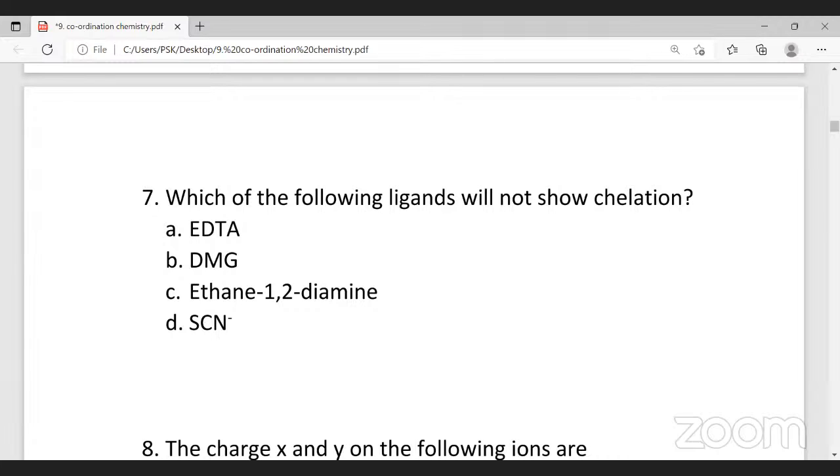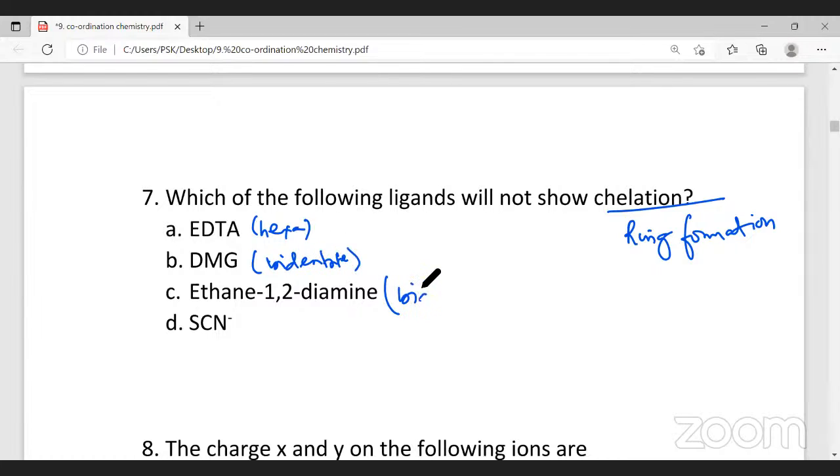Which of the following will not show chelation? Which of the following will not show ring formation? Chelation means ring formation. Chelating ligands will form rings. So which of the following ligands will not show chelation? This EDTA is a hexadentate ligand. DMG, dimethyl glyoximate, is a bidentate ligand. Ethylene diamine is a bidentate ligand. And thiocyanato is a monodentate ligand. So which will not form a chelate? Which is not a chelating ligand here?